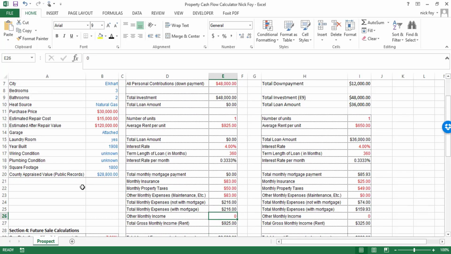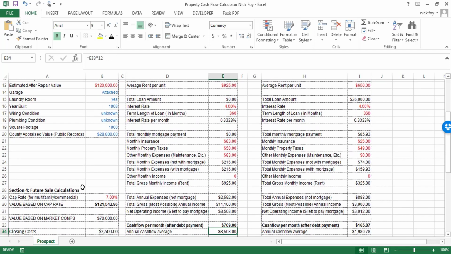And then if you've got other monthly income, so let's say you're renting out, if you have an apartment building, you might be able to collect parking fees, or if you're allowing pets, you might be able to collect pet fees, or laundry income you make from the laundry room. So this would be where other income would go. So in our case, we didn't have any. It was just a flat rent amount they paid every month, so $9.25.